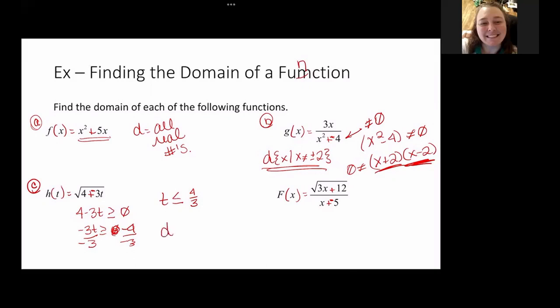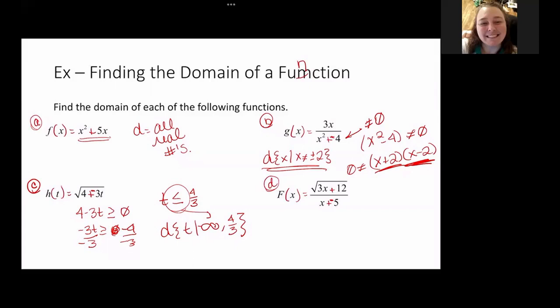So the domain on this one is all t's from negative infinity to 4/3. Okay, because that's how we're going to do that. It's negative infinity to 4/3. Okay, let's look at D here.